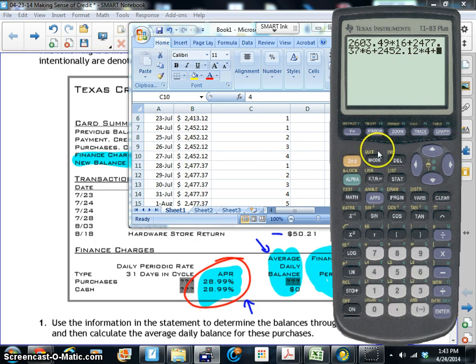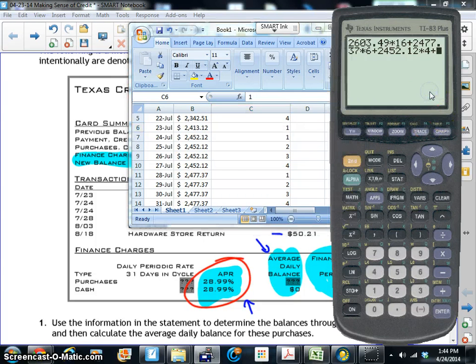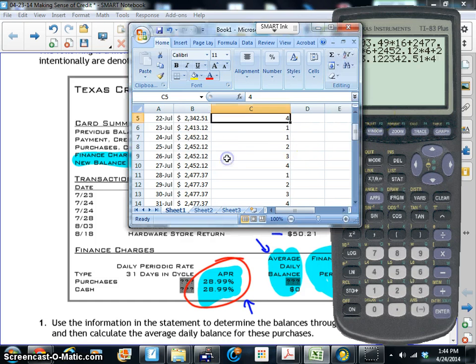Alright, so now I'm going to look for the next one. This is the next one. I only did it once. Plus 2413.12. Only did it once. And then the final one is going to have 4 days. So 2342.15 times 4. And I forgot one.